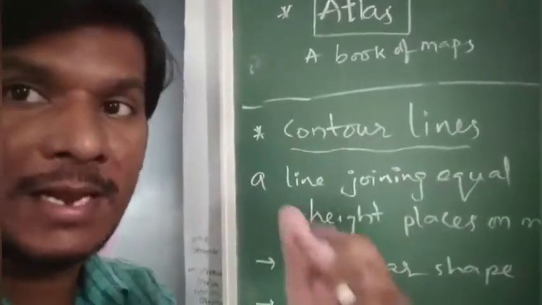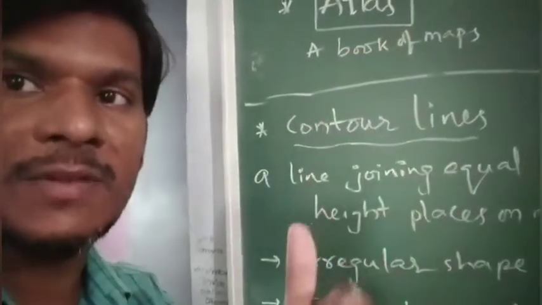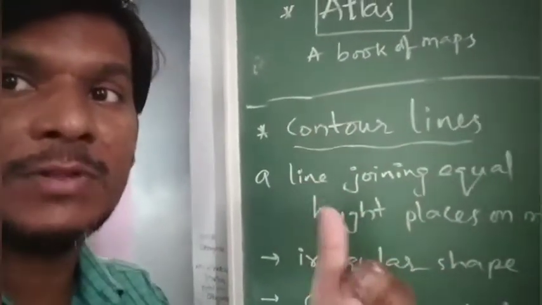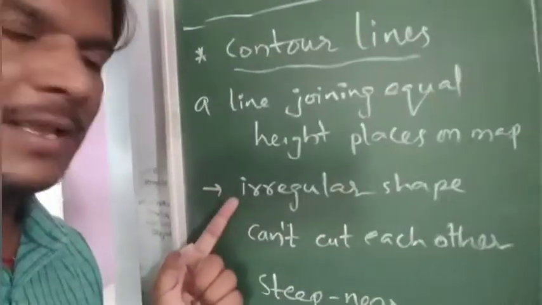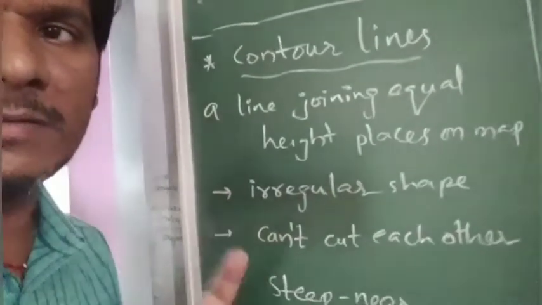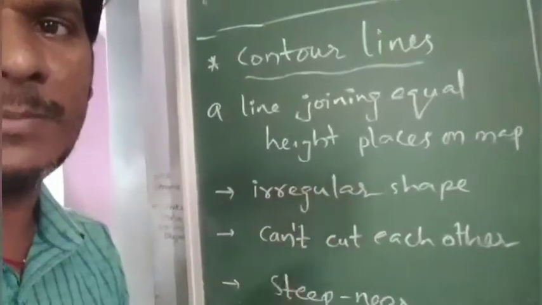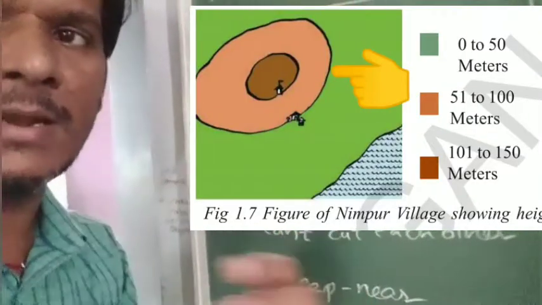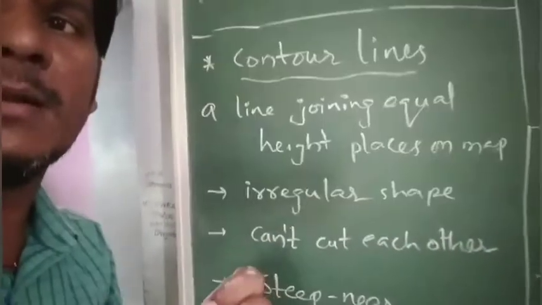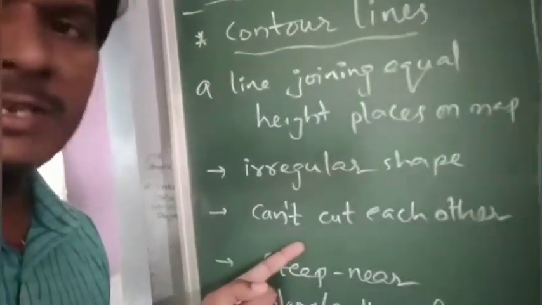So we can understand the height of a place by some lines. Equal height places are connected with one line. That line is the contour line. Contour lines are irregular in shape, meaning they are not always the same. Sometimes a line moves at a different angle, sometimes it comes in a straight manner, sometimes in a circular manner. Next, they cannot cut each other.